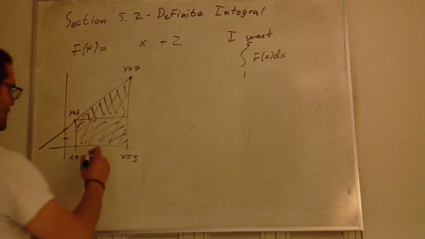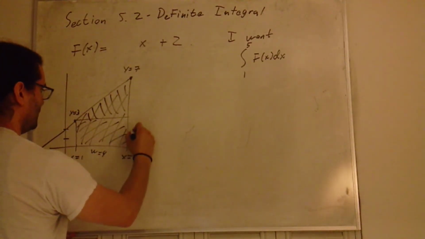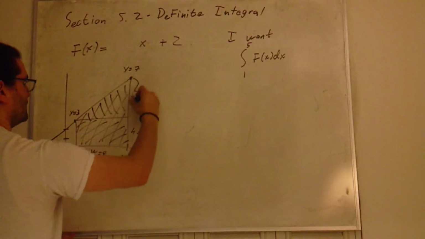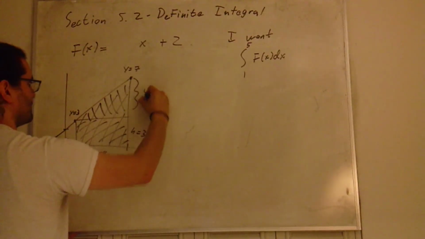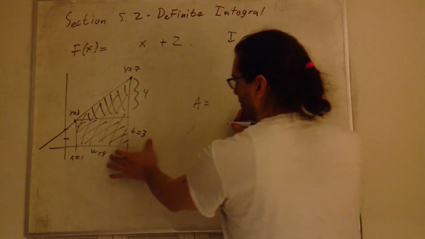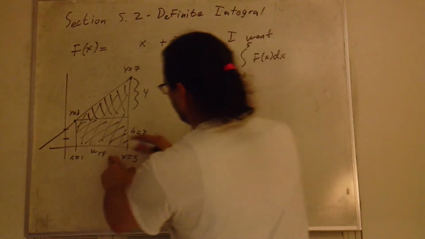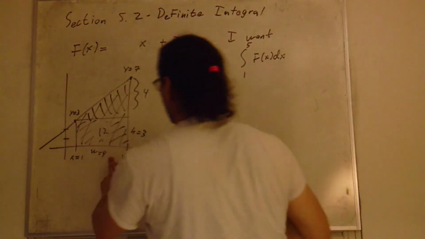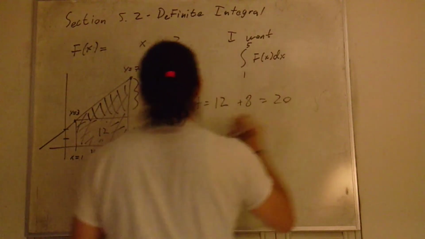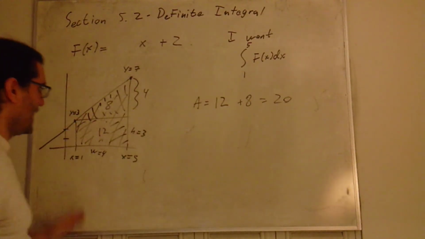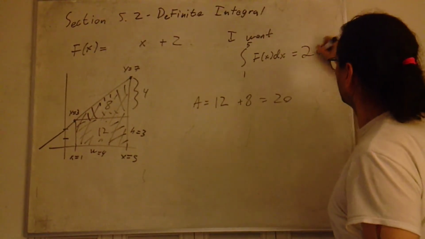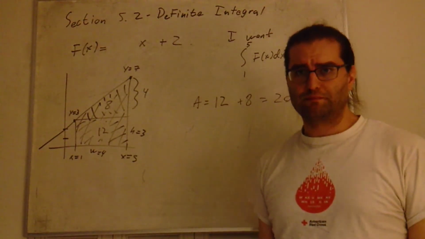Shouldn't be too bad. This width is 4. This height is 3. This height here, from 3 to 7, is 4. And this width is still 4. So this rectangle has area 12. And this triangle has area 1/2 times 4 times 4, which is 8. So 20. The area beneath f of x between 1 and 5 is 20. That's all we're doing.